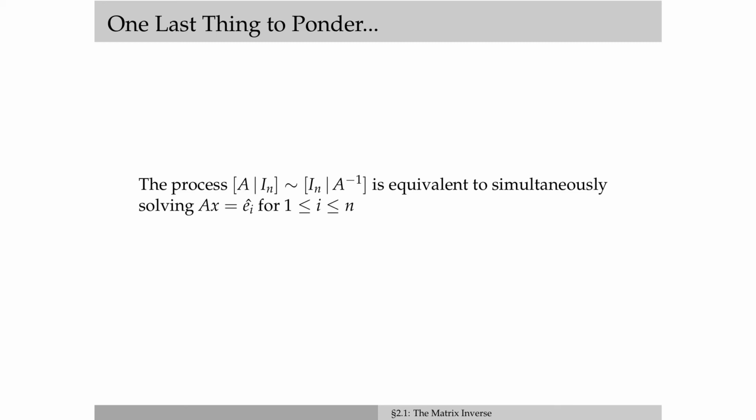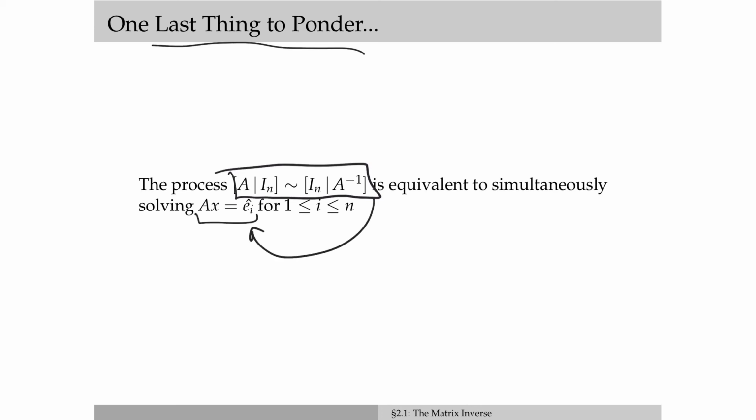All right, and then the last thing I want to mention, one last thing to ponder, is what I said earlier about that converse, or the conditional, I don't remember which direction it was. The process of doing this, finding the actual inverse via row operations, is equivalent to simultaneously solving AX equals E_i for i from 1 through n. So first off, figure out why that is true, and then use that to actually answer this. You should apply all this. So ponder that, please.